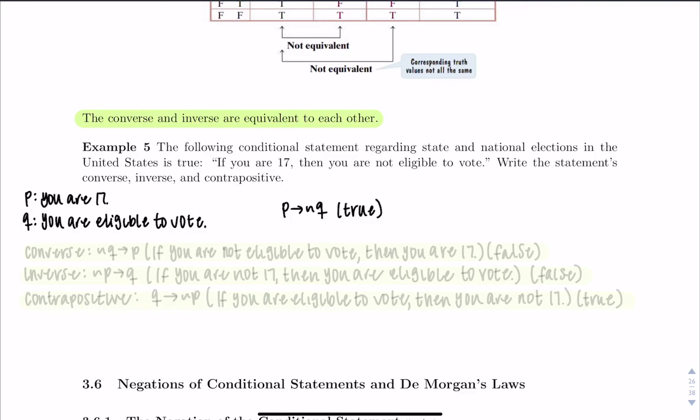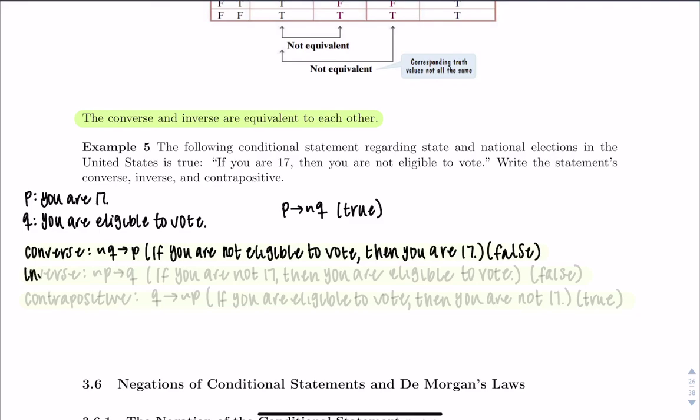Now let's write down the converse. And so the converse is when you just flip the positions. So it'd be if not Q, then P. So if you are not eligible to vote, then you are 17. And that's not necessarily a true statement. There could be other reasons why you can't vote, and so that's false.